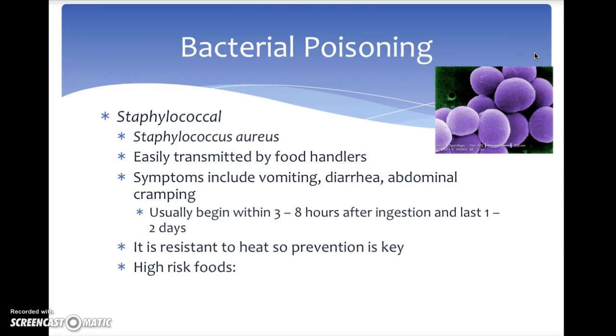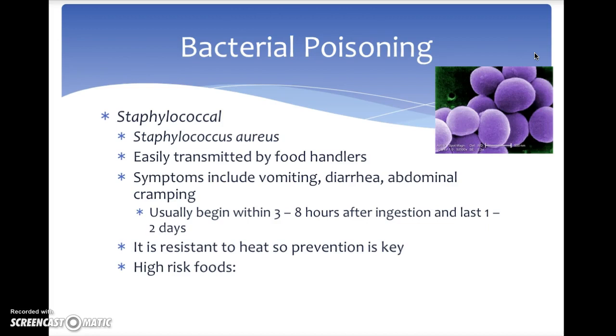Staph. So staph infection is a really common food worker spread infection. So meaning people who don't wash their hands very well after using the bathroom or touching another part of their body that's contaminated. So it's real easy to transfer this one. The symptoms usually occur within the first 3 to 8 hours after you eat the infected food, and they can last for several days.